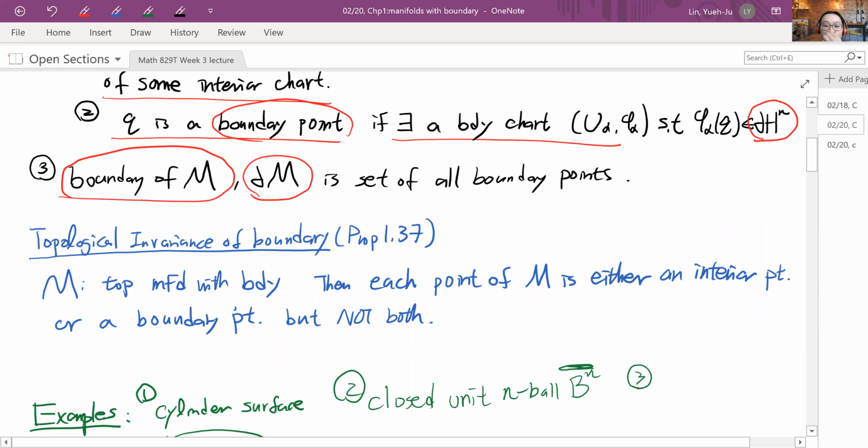It turns out that we can actually prove that. This is Proposition 1.37. Actually, to prove it is much harder than we expected, so I'm not going to do it here.